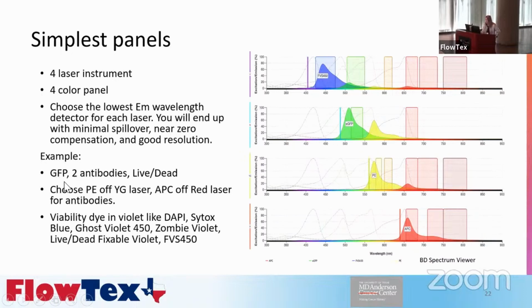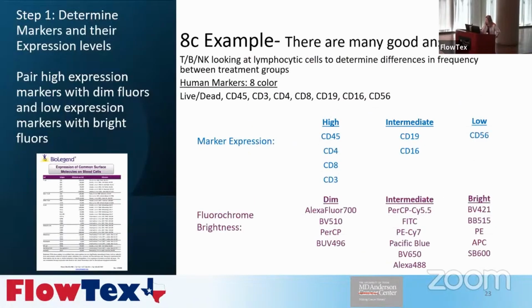So an example of this: I have GFP positive cells. I want to add 2 antibodies and a live dead. So my antibodies are going to be PE and APC off the YG and red laser. My GFP is going to be off the 488, and I'm going to pick a viability dye somewhere in violet. And what you can see is this is my spectral overlap for each laser. I have no overlap going this way, and I have no overlap going this way. This is going to give me extremely high resolution data every time.